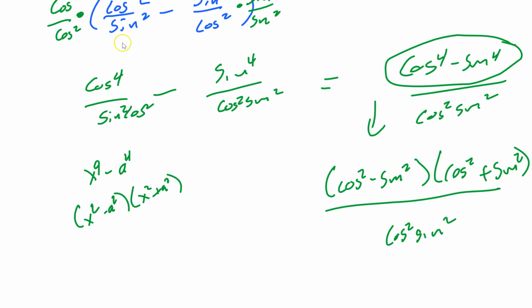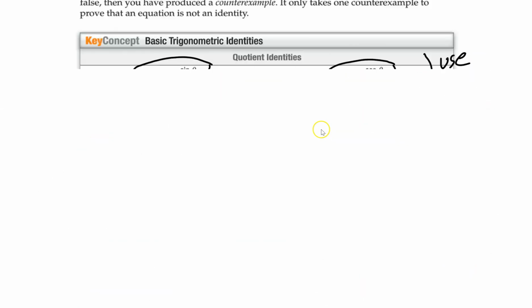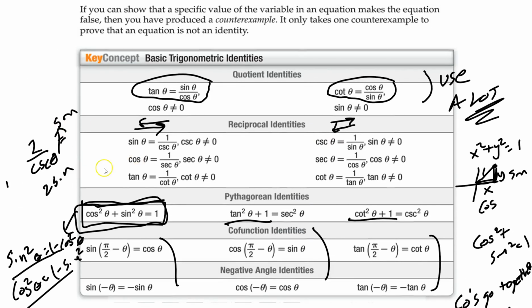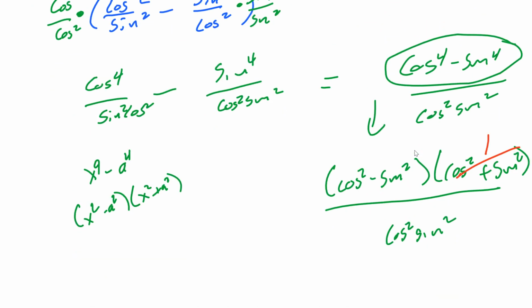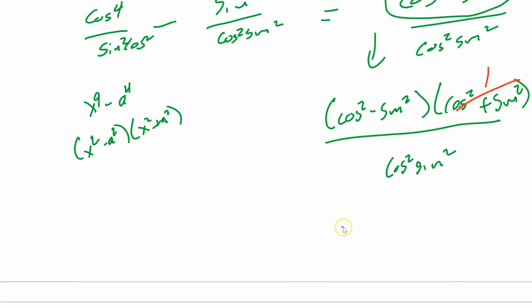Okay, so what happens next is this. Cosine squared plus sine squared, that's just 1. Right? It's the most famous rule of trig. Cosine squared plus sine squared is 1. You have to know that one. If you don't know anything, learn that one. So I'm left with cosine squared minus sine squared over cosine squared sine squared, which is pretty much as far as I could go. Remember, these do not cancel. There's a minus there, so that's stuck. So this is pretty much it.